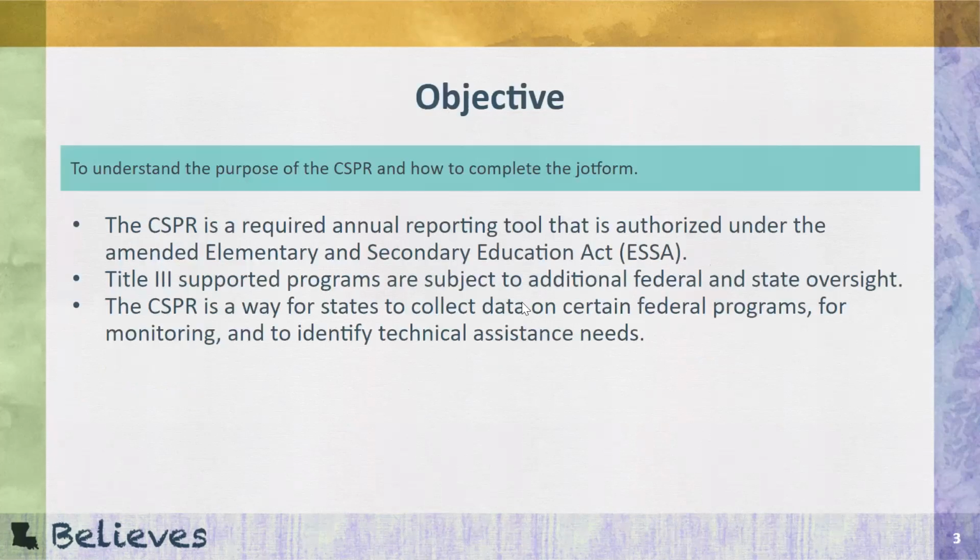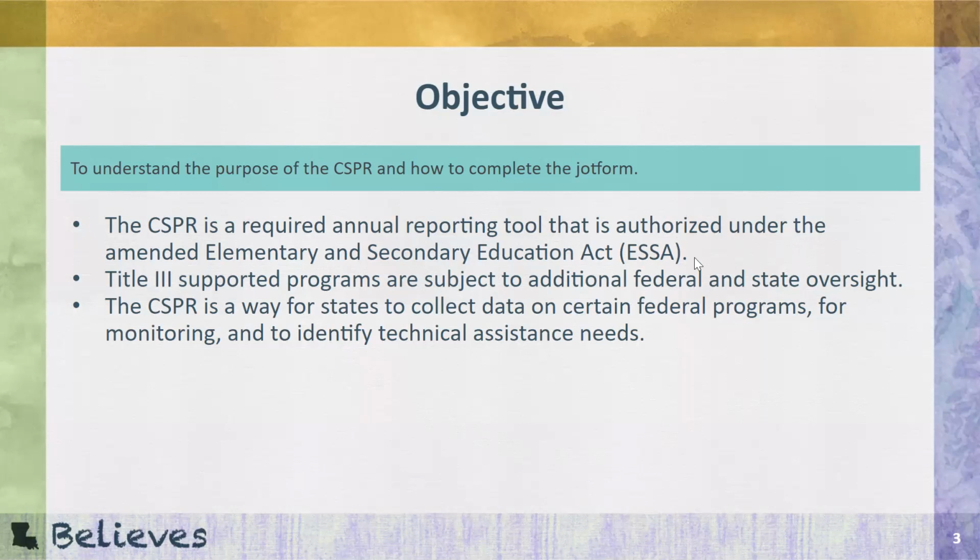So our objective is to understand the purpose of the CSPR and how to complete the job form. What you all received on Monday was a link to the job form. If you did not receive that, just shoot me an email and I will get it to you. The job form is where we're collecting the data from all the different places for the CSPR, so that way we can put it together and report it out to the federal government.